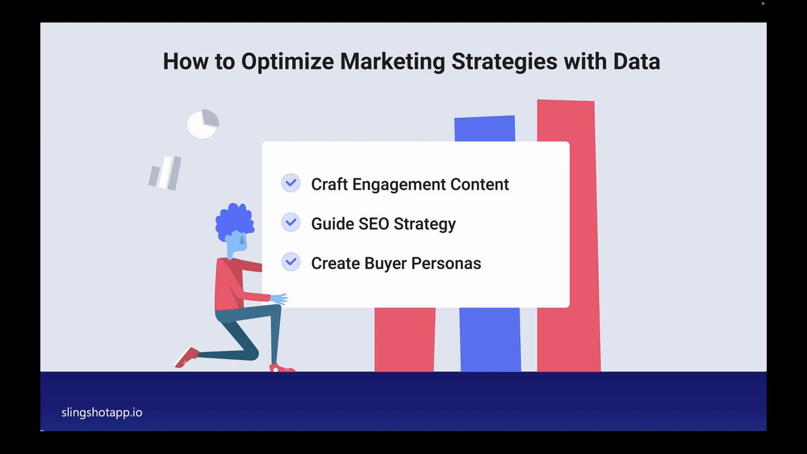Okay, so first, craft engaging content. This is a way that you can utilize data to create content that resonates with your audience and keeps them engaged. So, imagine you're a content marketer for, let's say, a fitness brand. By analyzing data, you discover that your audience engages most with video content featuring user testimonials. You decide to create more video content highlighting customer success stories and notice a significant increase in engagement and conversions. So that is an example of a way that you can use data to craft engaging content.